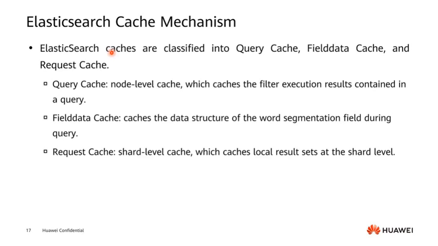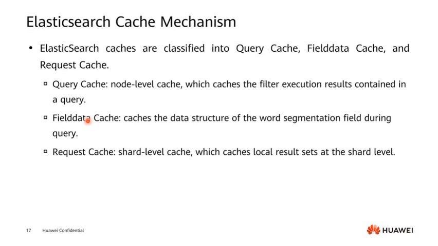It caches the filter execution results contained in a query, such as common terms. Terms and range filters are cached after certain conditions are met. It's used to cache the query result in the filter. Based on the LRU policy, which is short for the least recently used algorithm, the system automatically deletes the least recently used query cache when the cache is full.